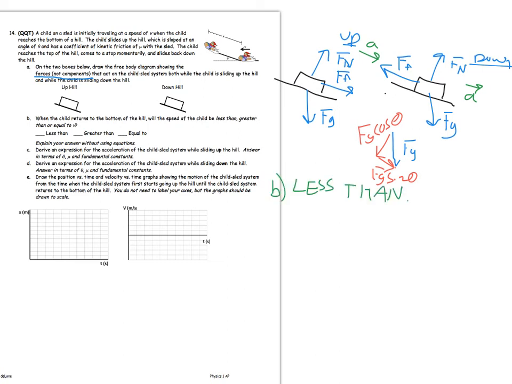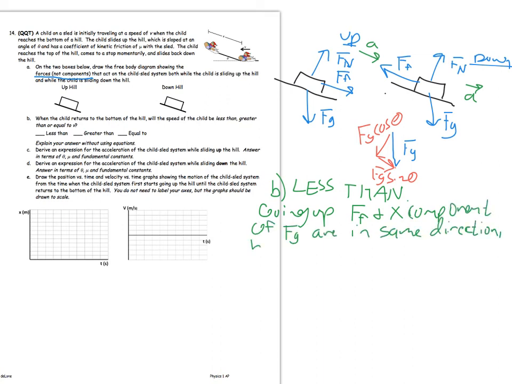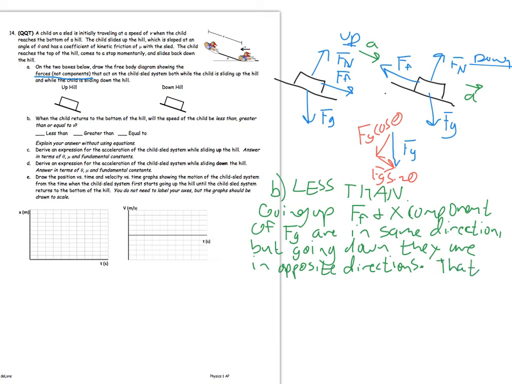And what I would say is going up, the force of friction and the x component of gravity are in the same direction, but going down, they are in opposite directions. And that means the acceleration is greater while going up and slowing down than it was while going down the incline and speeding up.